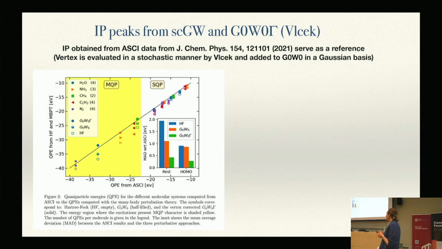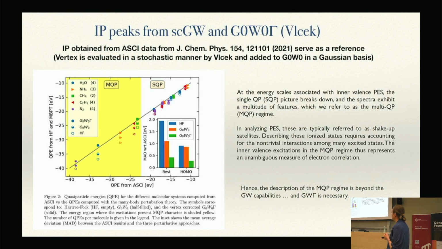And there are many papers with many claims. For example, these are the quasi-particle excitations of various molecular systems, and people say that some of them, in what is called the SQP, single quasi-particle region, can be described well with GW. But these multi-particle excitations cannot be described well with traditional GW, only when vertex is added, basically. That vertex is necessary to describe this part.